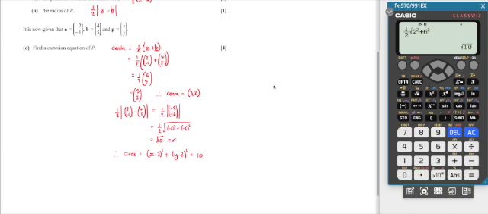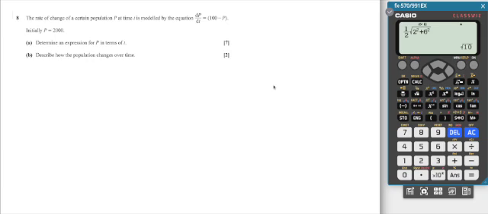Okay, so we have got question 8. Question 8 is the rate of change that says implies differentiation. A certain population at time t is modelled by the equation dp by dt. So we've already got that. It's 100 minus p, and we initially know that p is 2000. Determine an expression of p in terms of t. Describe how the population changes over time. Well, differential equation time. So we want to get everything with a p onto the left, everything with a t onto the right. So 1 over 100 minus p dp integral is equal to integral dt.